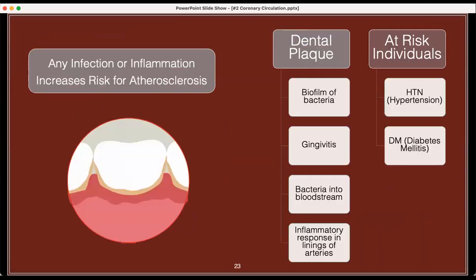Because dental disease causes that film of bacteria, it causes gingivitis. Anything with itis is inflammation. It allows bacteria to get in the bloodstream, and then you get an inflammatory response, more white cells in the bloodstream, and all you have to have is a disruption in the lining of your arteries, and then you start that inflammatory response. So the people that are particularly at risk are people, of course, with hypertension and diabetes.